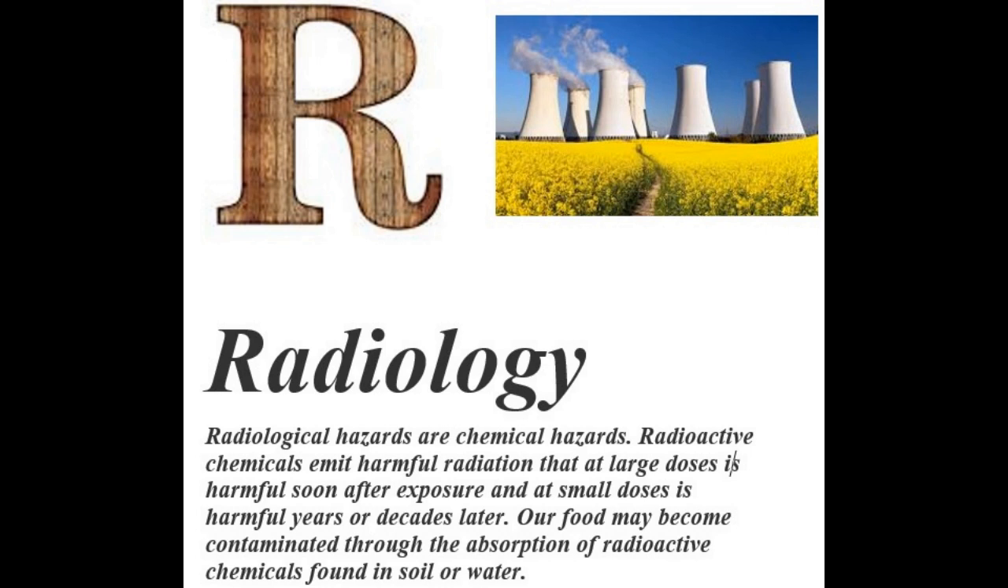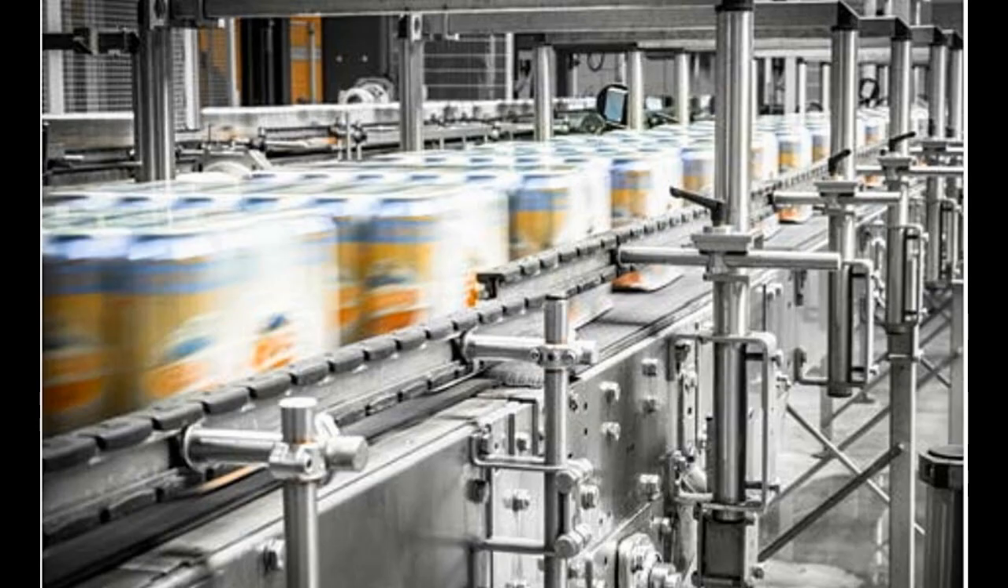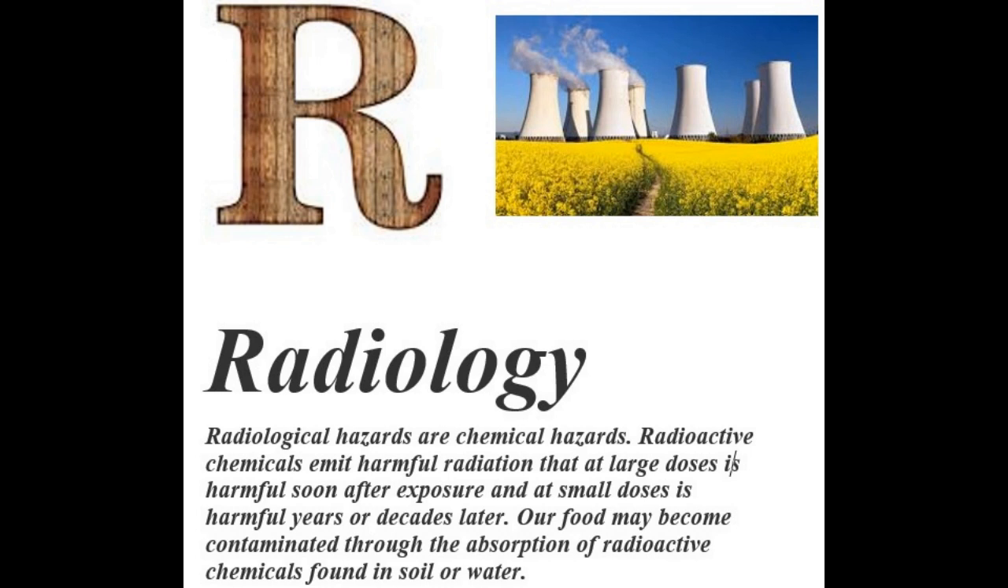The most common way these radionuclides are incorporated into food is through use of water that contains radionuclides during food production or manufacture. Radiological hazards may originate from a nuclear facility due to accidental release or damage created by natural disasters.